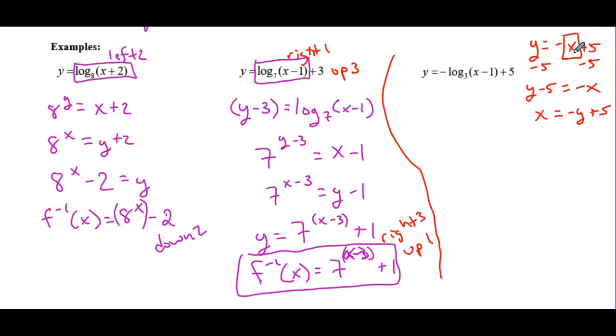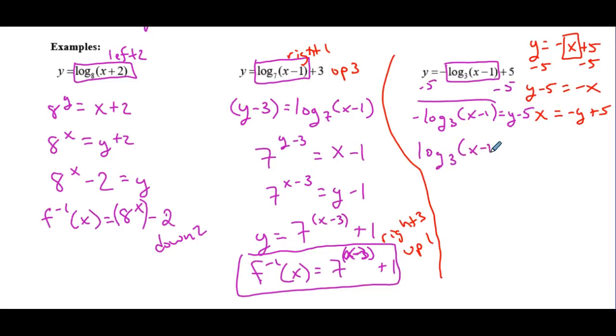This process is isolating the x. What I want to be able to do is to isolate this expression. So I'm going to follow the same process. Minus 5 on both sides. So negative log base 3 of x minus 1 equals y minus 5. Now I'm going to convert everything. So log base 3 of x minus 1 is equal to negative y plus 5.